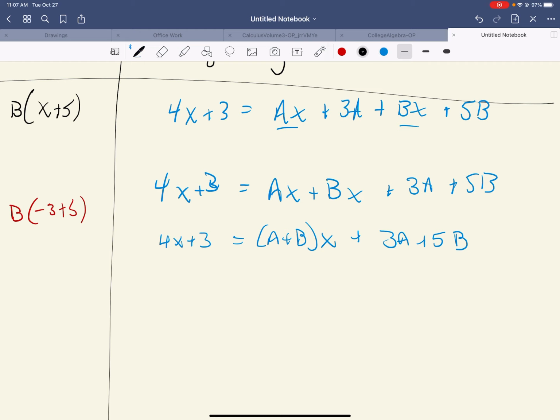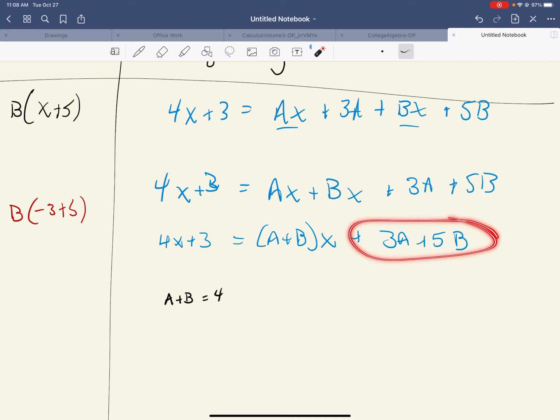I see on this side what's in front of the x is a 4, and on this side what's in front of the x is an a plus b. Well, that means that a plus b should equal 4 then. And then I see on this side the constant term is a 3, and on this side the constant term, there's no variable with that.